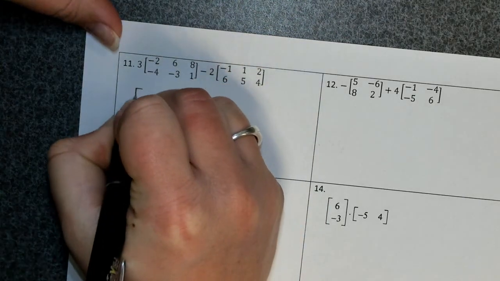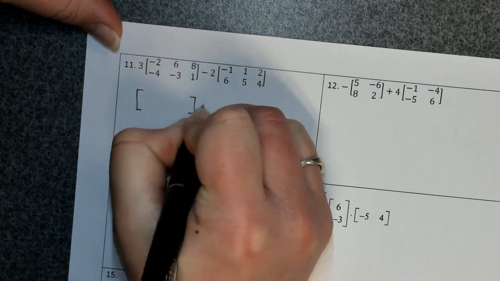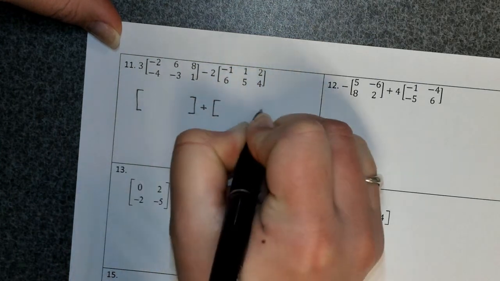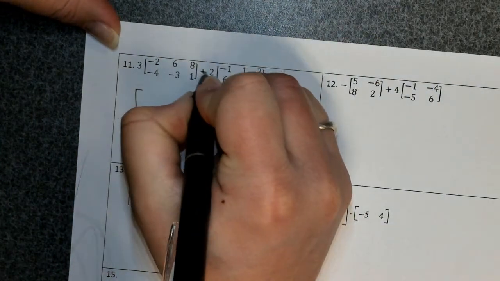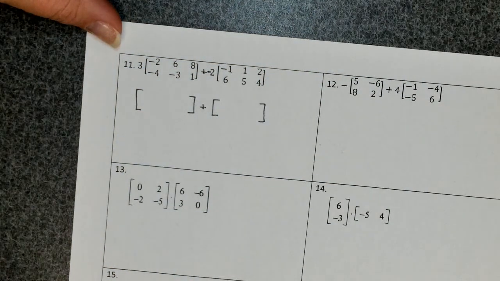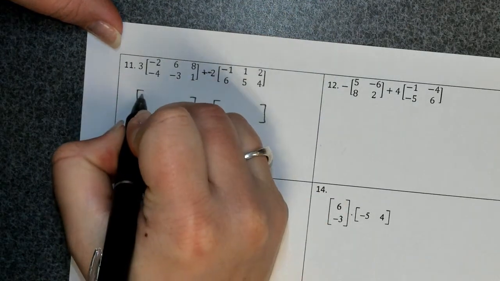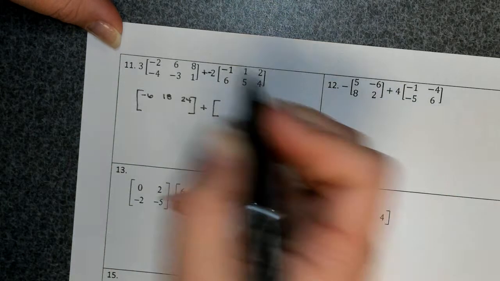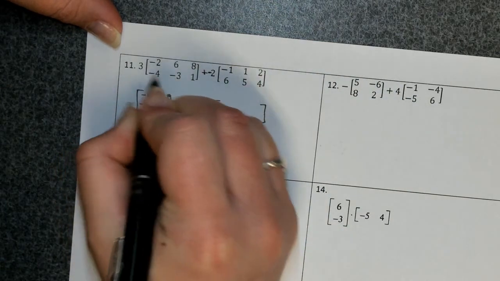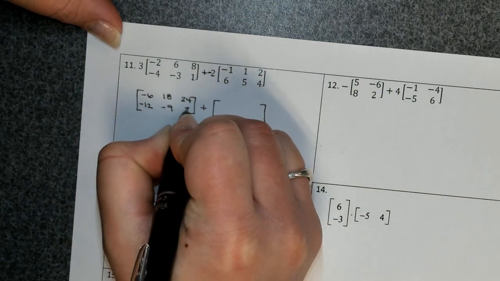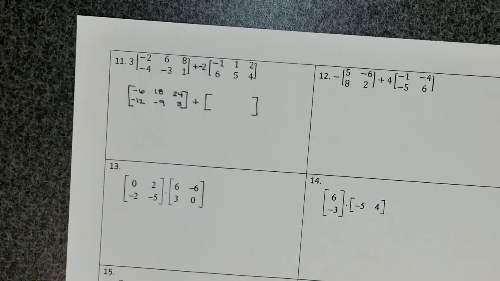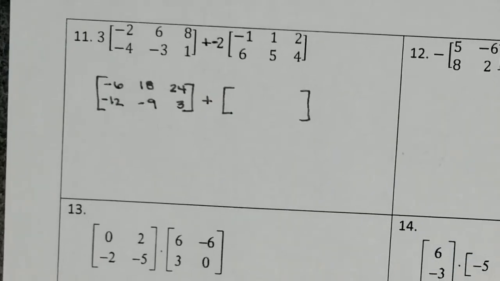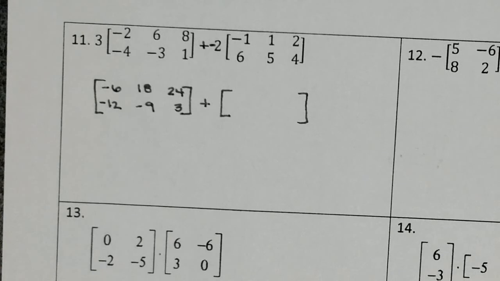The 3 distributed to the first one, plus negative 2 distributed to that one. So I'm going to change this to plus a negative 2 here. Okay, the 3 distributed becomes negative 6, 18, 24, negative 12, negative 9, 3. And remember, all this is stuff that you can do in the calculator. So 3 times negative 2, 3 times 6. So if you get stumped on that multiplication, just use your calculator.